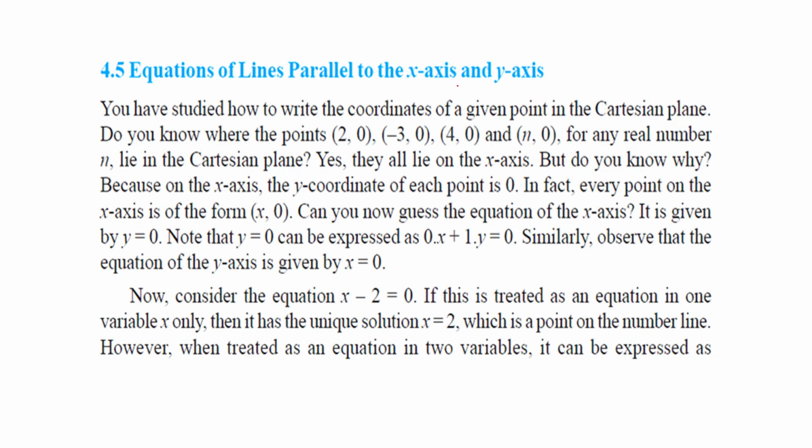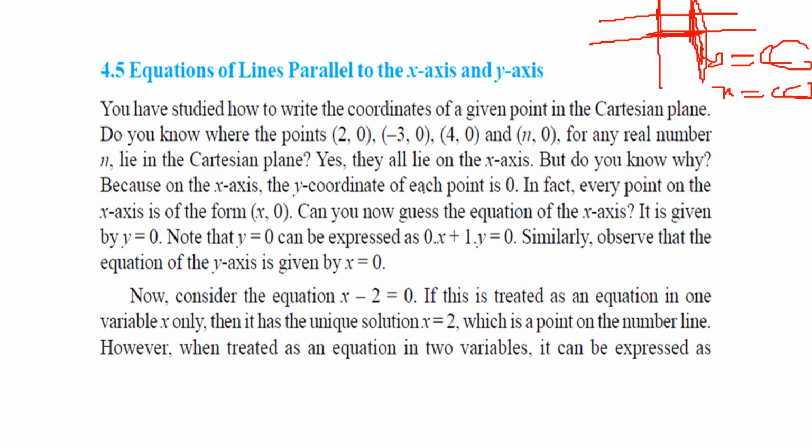Equation of a line which is parallel to the x-axis and y-axis. Simply, any line which is parallel to the x-axis has a constant distance from the x-axis. That means y equal to some c. Any line which is parallel to the y-axis has a constant distance from the y-axis, that is x equal to c. c is the constant. These are the equations of lines parallel to the x-axis and y-axis.